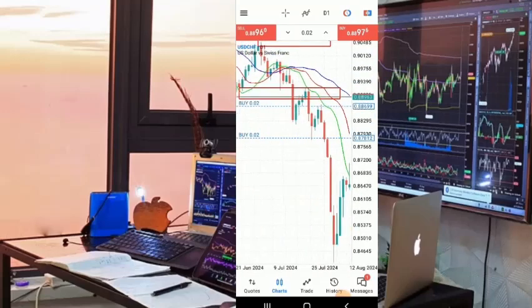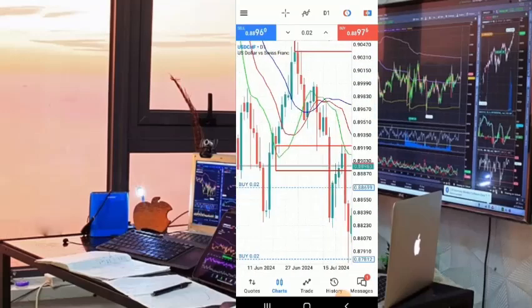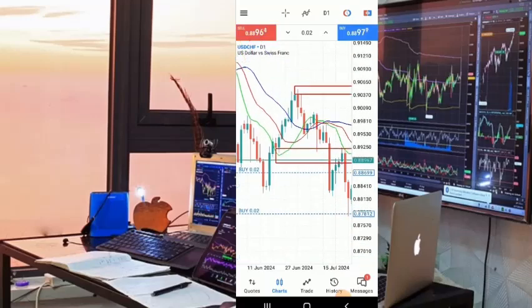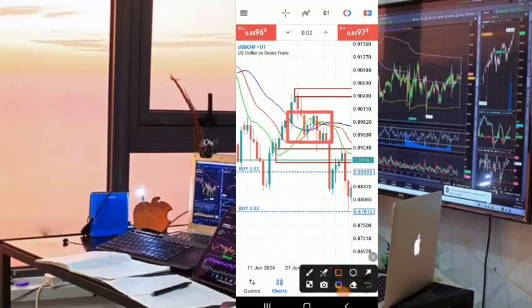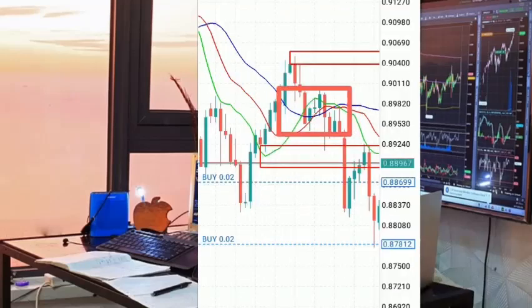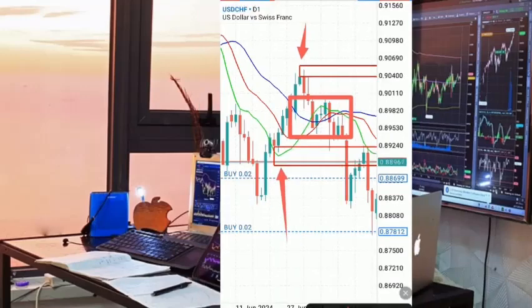Let's look for another example. So I have another example over here. As you can see, price was ranging at this point. So we've got price ranging here. If price is ranging here, we are going to look for the last key level up here and the last key level down here. Then after price finishes ranging, we are going to wait for price either to go down and cross the lower one or go up and cross the upper one.